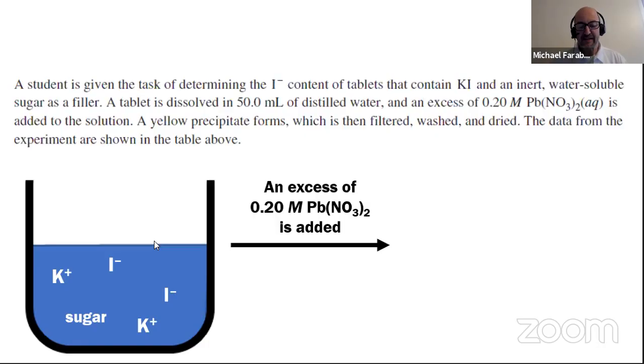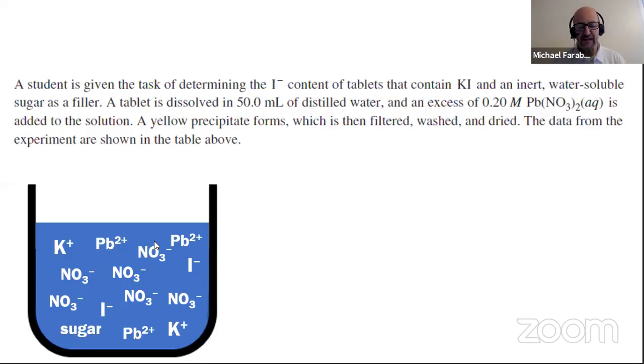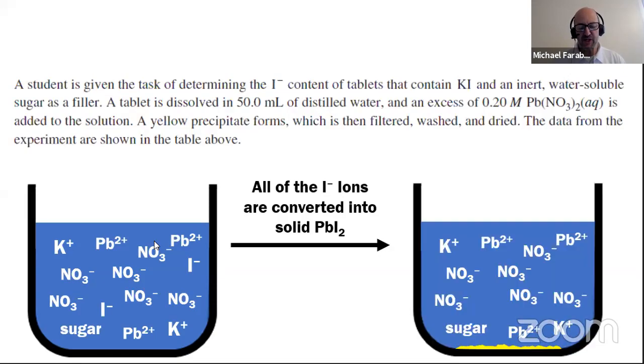So now we add this excess amount of lead nitrate. In our particle diagram, you can see that we still have the sugar and the potassium and the iodide, but here come lead ions and nitrate ions. Now, this is sort of frozen in time because the moment that the lead nitrate hits the solution, there would be an immediate formation of this solid yellow precipitate, which I'm showing on the bottom of the beaker here. So we have some potassium ions that still remain, but all of the iodide ions are now sitting in the bottom of the beaker in the form of solid lead iodide.